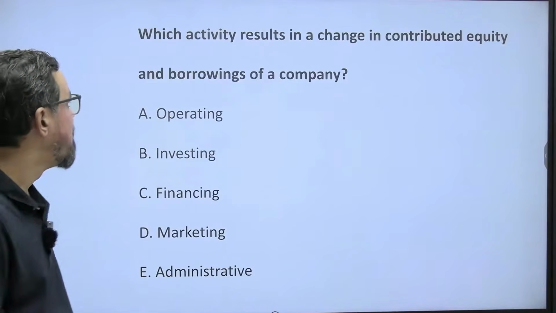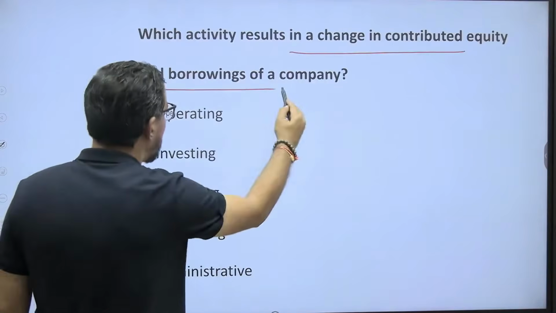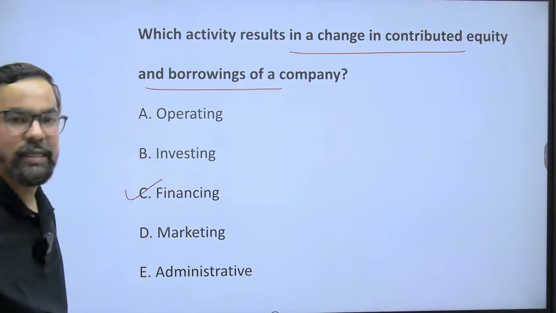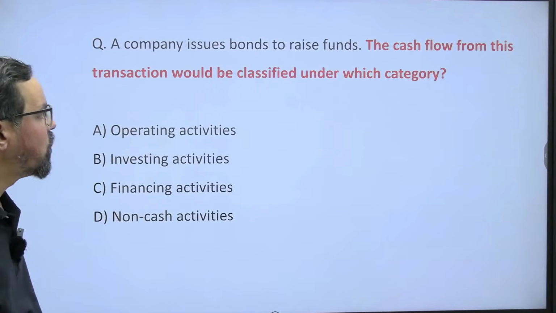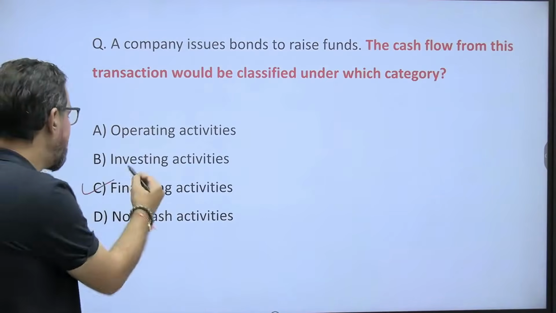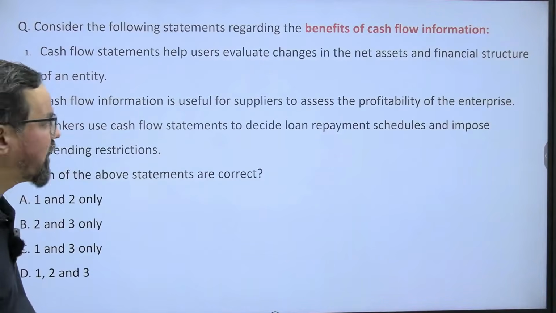Next one. Which activity result in change in contributed equity and borrowings? So your financing activity. Very simple. Next one. A company issue bond to raise funds. Financing activity.